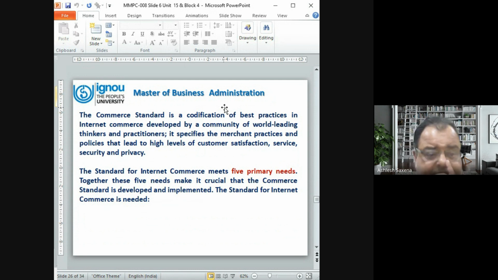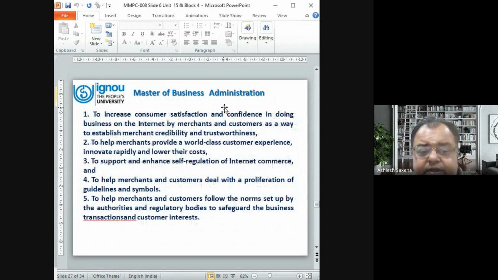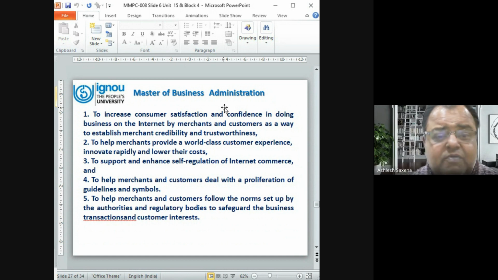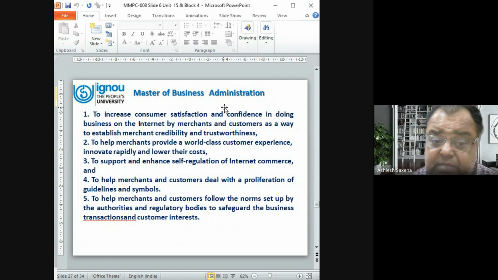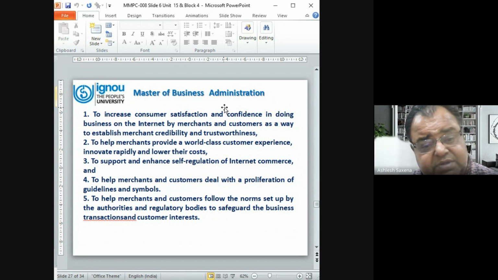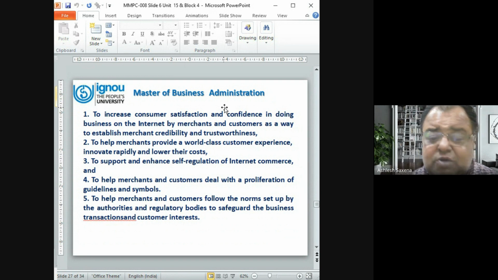The standard for internet commerce is needed, first, to increase consumer satisfaction and confidence in doing business on the internet by merchants and customers, as a way to establish merchant credibility and trustworthiness. To help merchants provide a world class customer experience, innovatively, rapidly, and at lower cost. To support and enhance self regulation of internet commerce, and to help merchants and customers deal with a proliferation of guidelines and symbols, and to help merchants and customers follow the norms set up by the authorities and regulatory bodies to safeguard the business transactions and customer interest.